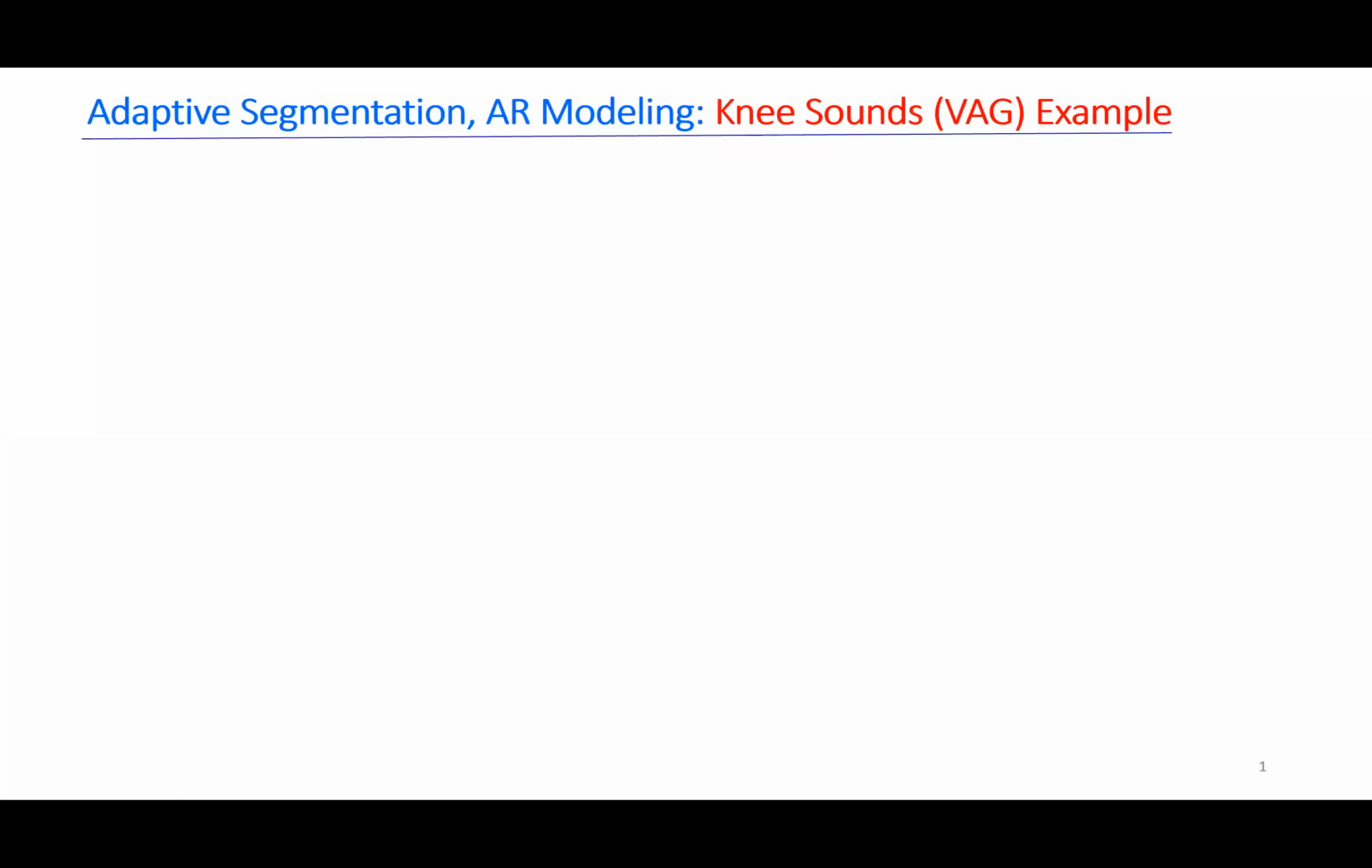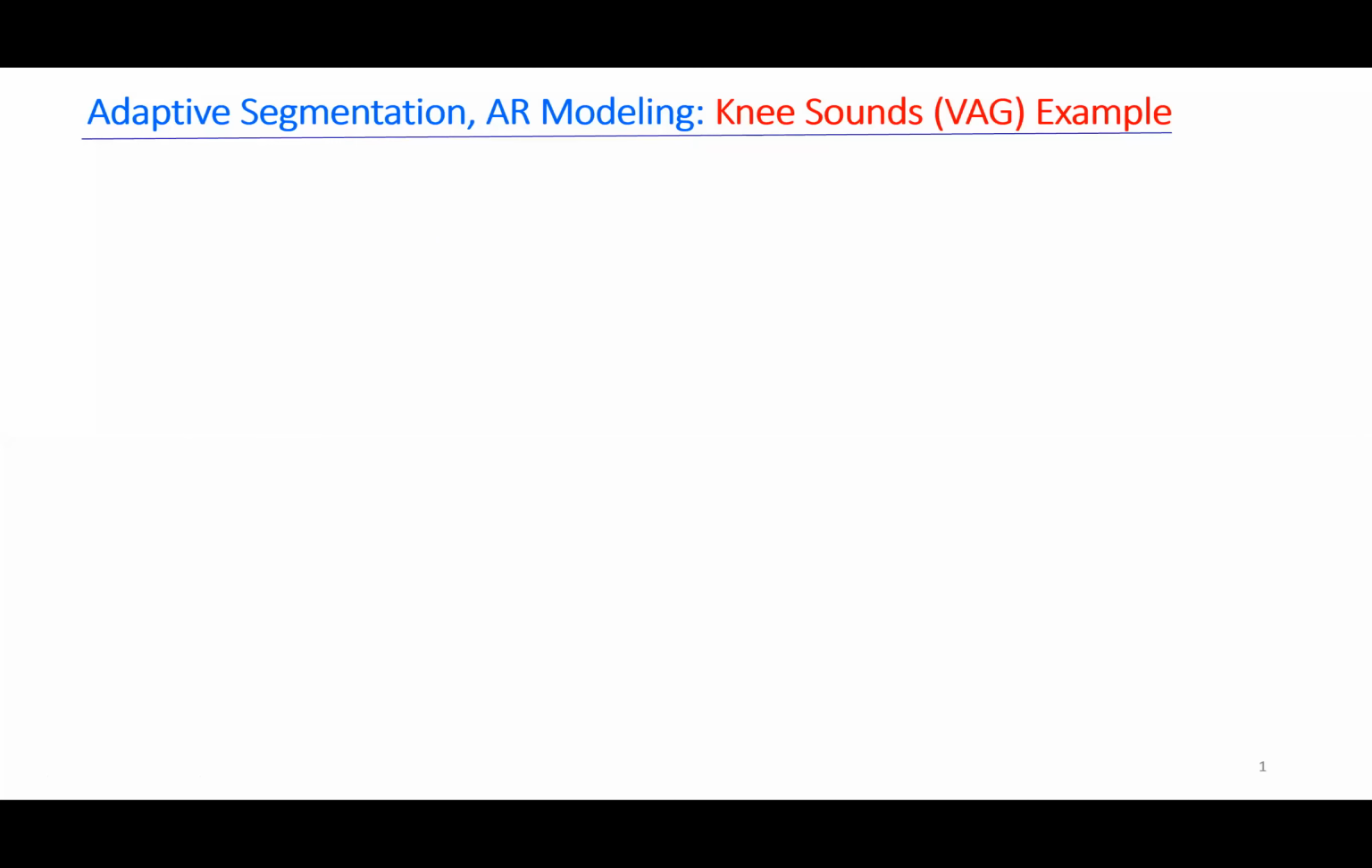We will take an example for the concepts that we have just seen, specifically going through an example of adaptive segmentation and modeling. So the type of physiological signal we will look into is the knee sounds, also known as VAG or vibroarthrograph.